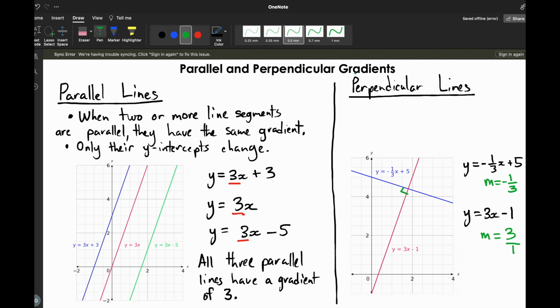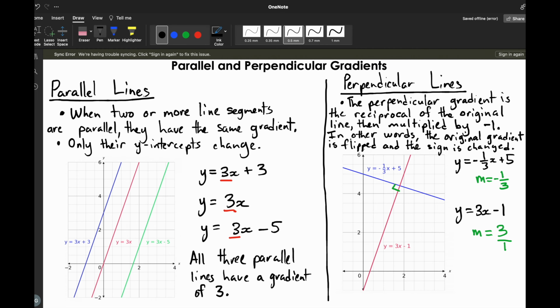So I could basically say when lines are perpendicular to each other, we would expect the gradient to be the reciprocal of the original line, and then we multiply by negative 1. In other words, the original gradient is flipped and then we change the sign. So let's put that down. We say that a perpendicular gradient is the reciprocal of the original line, multiplied by negative 1. Let's say here that m, the gradient, was equal to negative 1/3. If we flip 1 over 3, it turns to 3 over 1, so we have negative 3 over 1 because we flipped it.